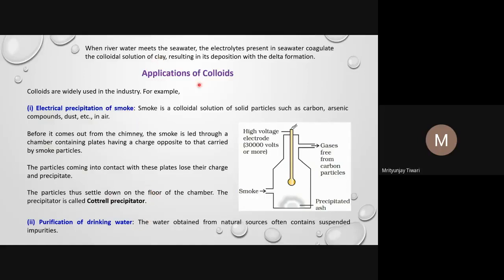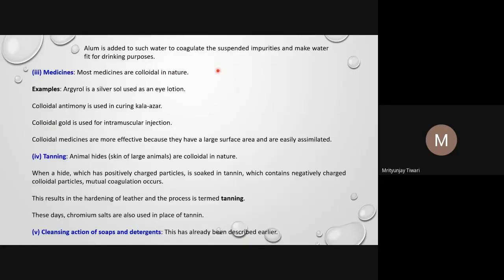Then we also use colloids in the purification of drinking water. The water obtained from natural sources often contains suspended impurities, and these suspended impurities are also in the form of colloids. So when you add alum to it, what happens? The alum neutralizes the colloidal particles, and so a precipitate will form. You might have noticed this, I noticed it in my childhood, when you add alum to water taken from a hand pump or any other source, you will see some precipitate come.